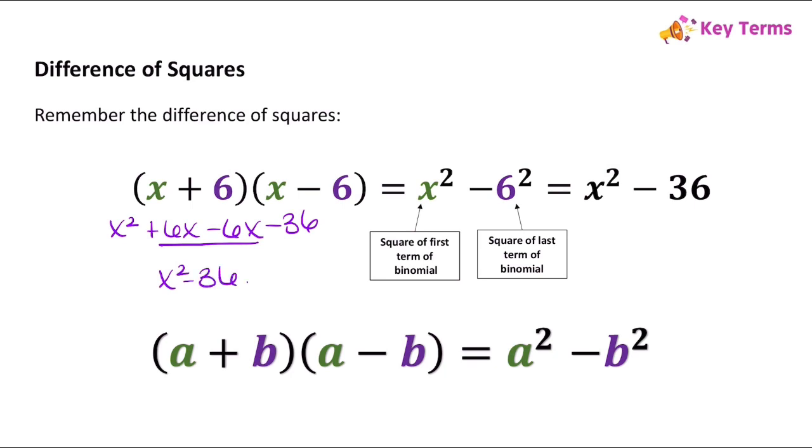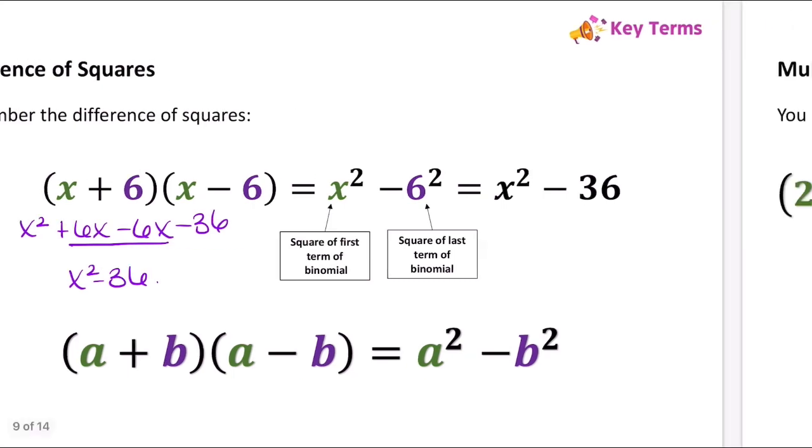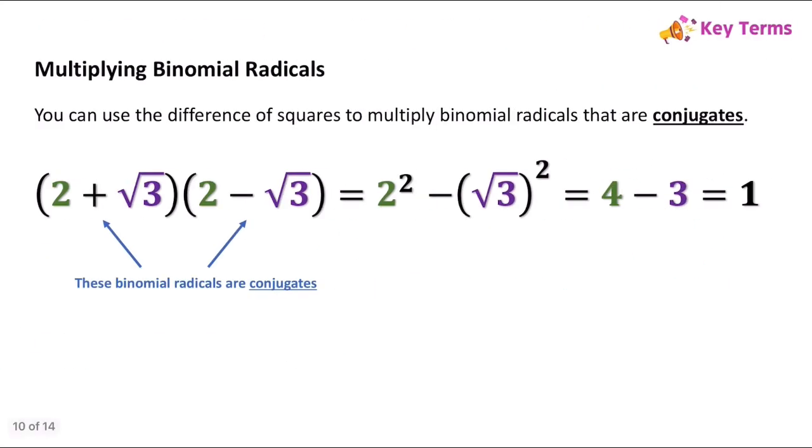So we can extend this idea to binomial radicals. If we have binomial radicals that look like this, so for example, if we have 2 plus the square root of 3 times 2 minus the square root of 3, these types of radicals are called conjugates, because notice they have the same terms, it's just that the sign is opposite. So when we multiply these kinds of binomials together, we actually can use the difference of squares as a shortcut. We don't have to write out all the terms and use FOIL.